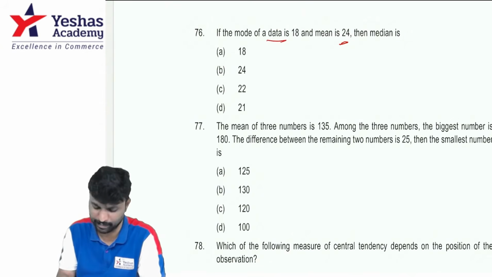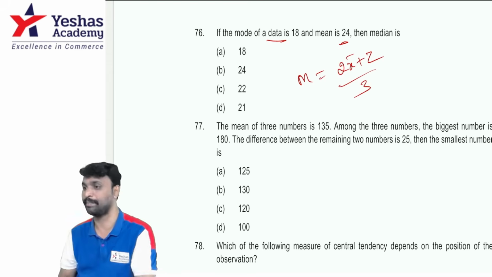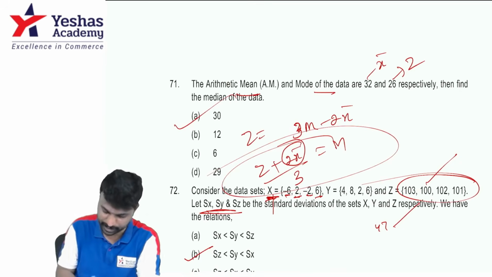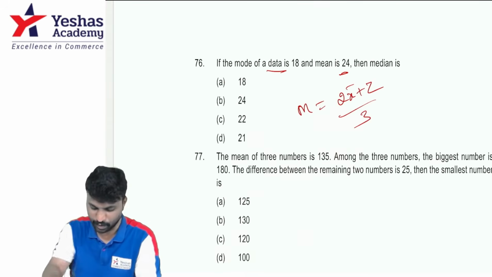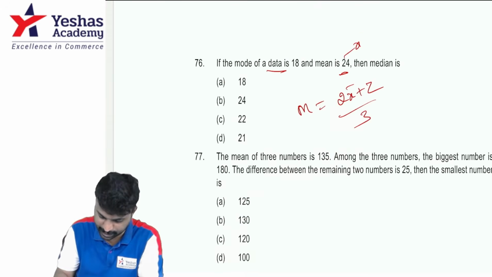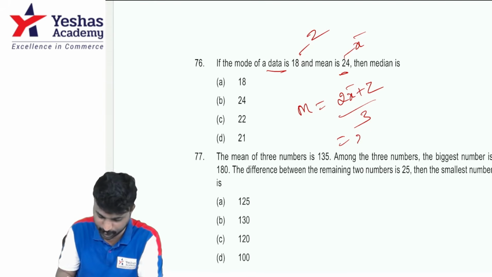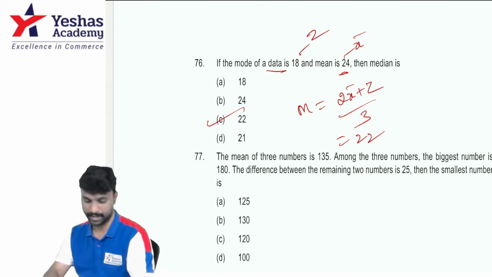Guys, once again, the same formula. I have modified and written the median as what? 2 mean plus mode divided by 3. Correct? You remember? Same question. Here it is, the same modification, right? So 2 into, what is mean? This is x bar, this is mode. So 2 into 24 plus 18 divided by 3. How much is it? 22. Option C is the right answer.